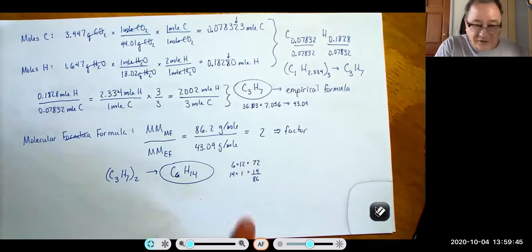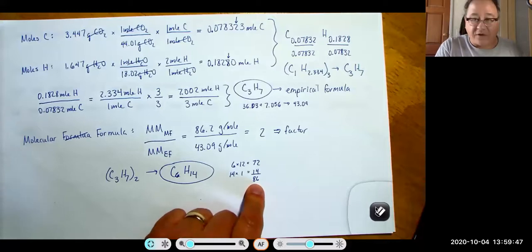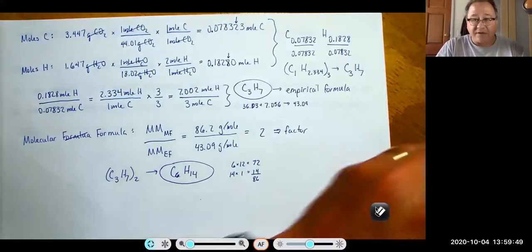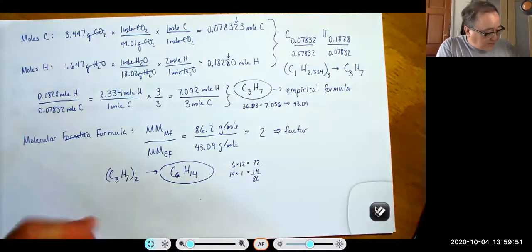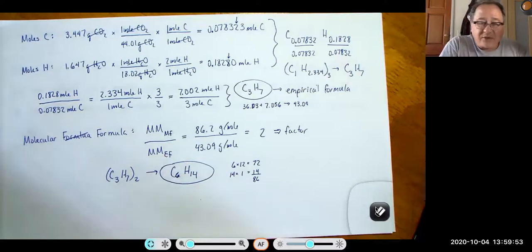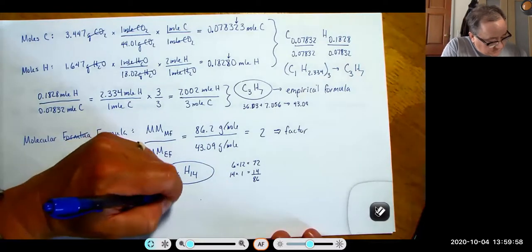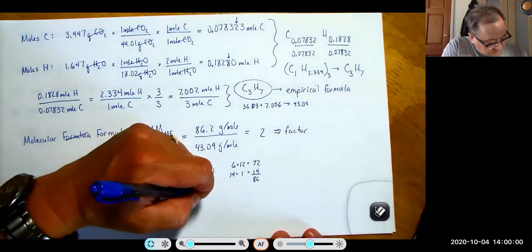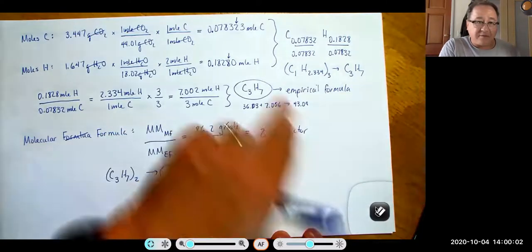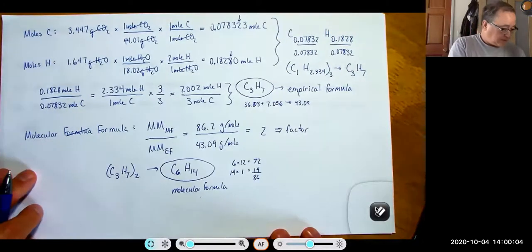Now notice I didn't do a great deal of work here as far as trying to get the correct number of significant figures. I just want to see if this would match what we had there, and it certainly seems to. So this is the molecular formula, and here's the empirical formula. Okay, good.